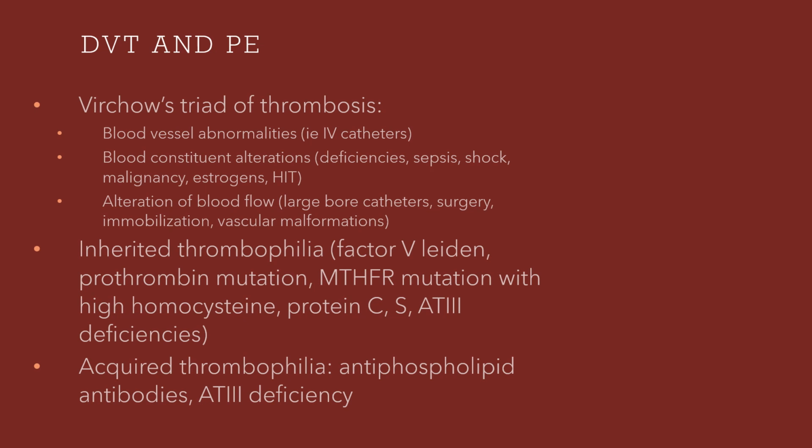Inherited thrombophilias include factor V Leiden mutation, prothrombin mutation, the MTHFR mutation with high homocysteine, and then the protein C, S, and AT3 deficiencies. You can also see problems with thrombophilia or thrombosis, more clotting, with antiphospholipid antibodies and ATC deficiency.